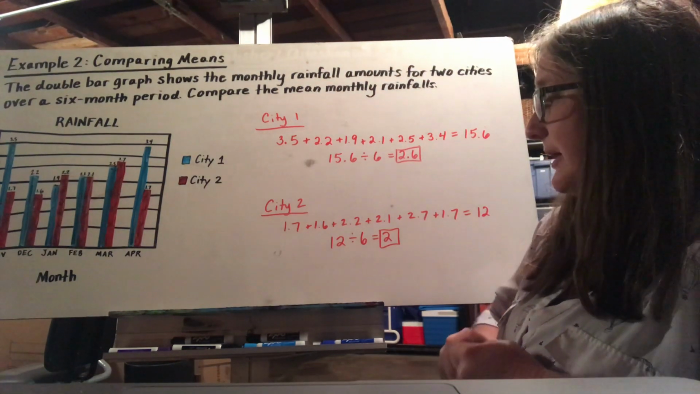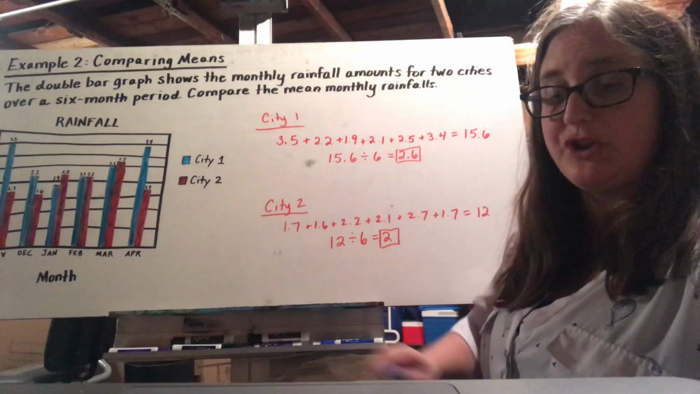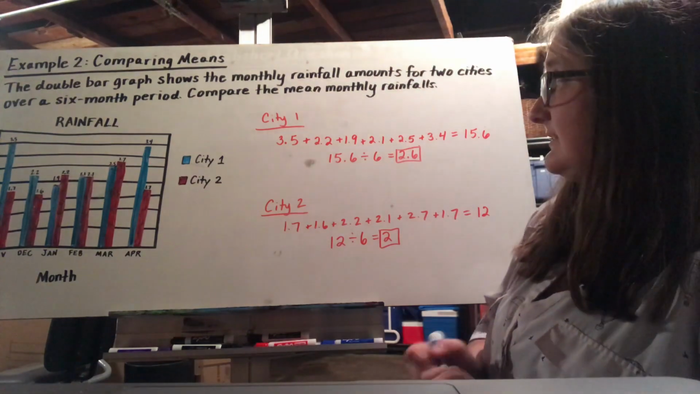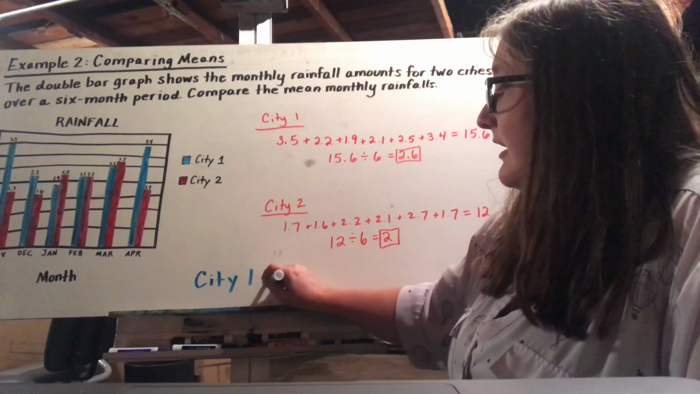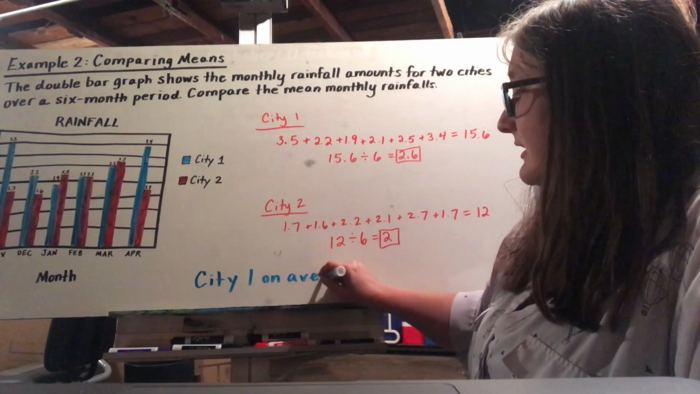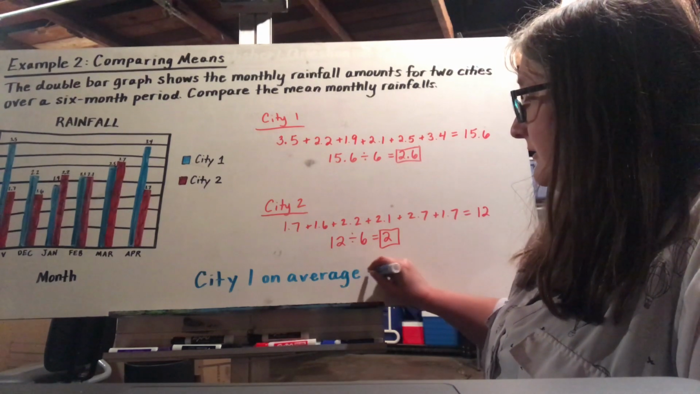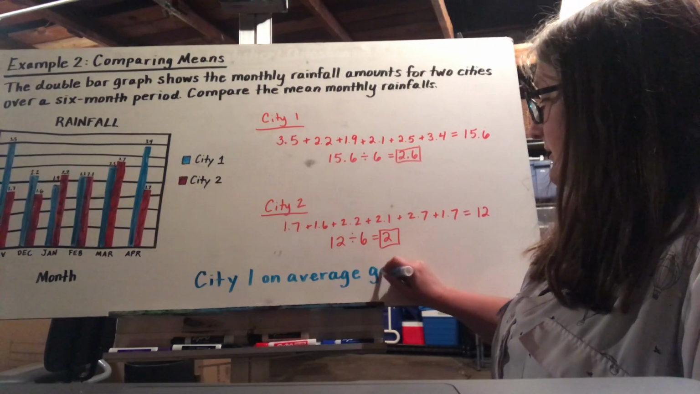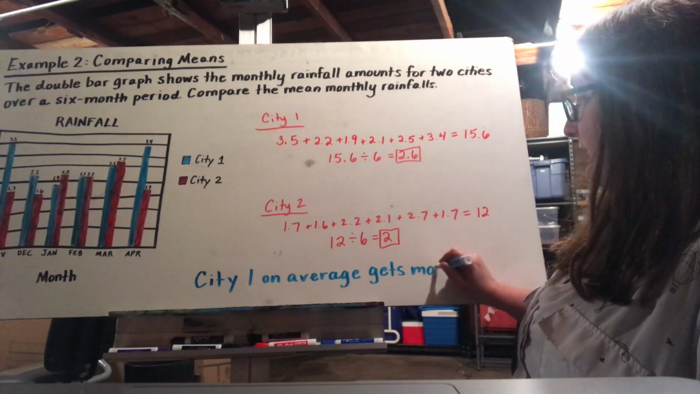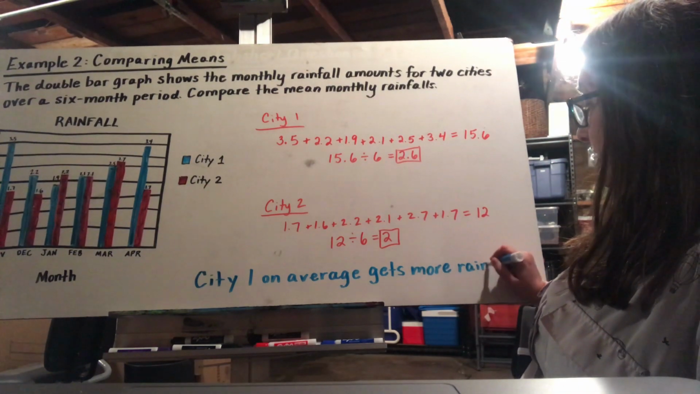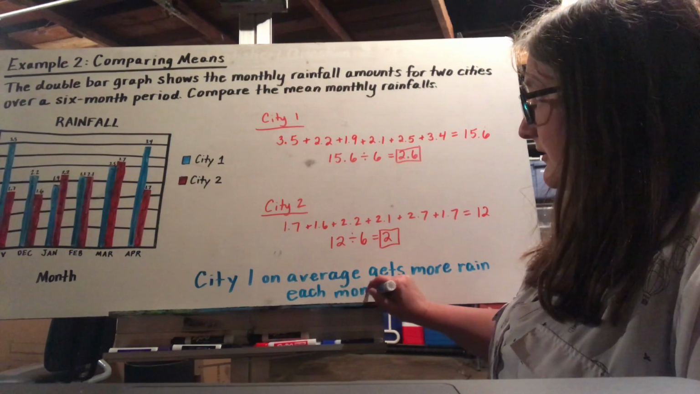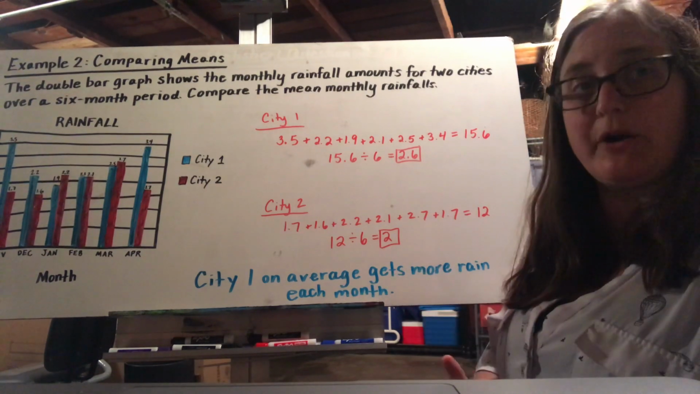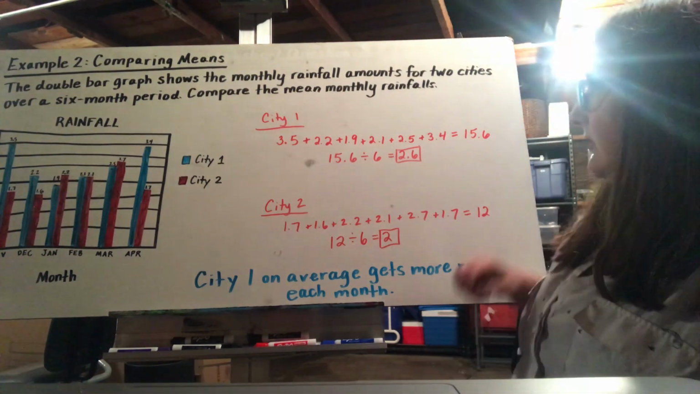So when I go to compare these two, an observation that I could make here is that City 1, on average, gets more rainfall, or more rain per month. So that's my little comparison of the two cities there. Okay, let's take a look at one more example.